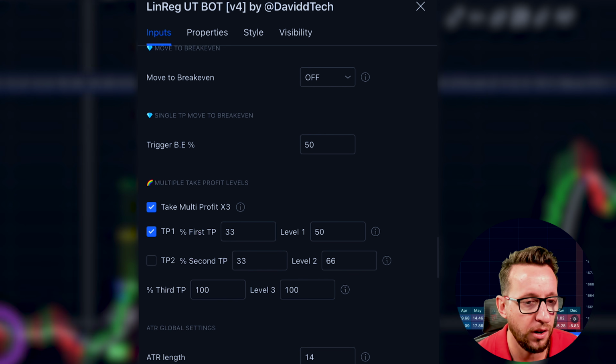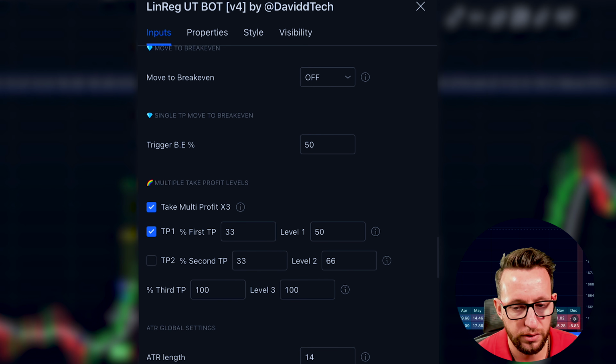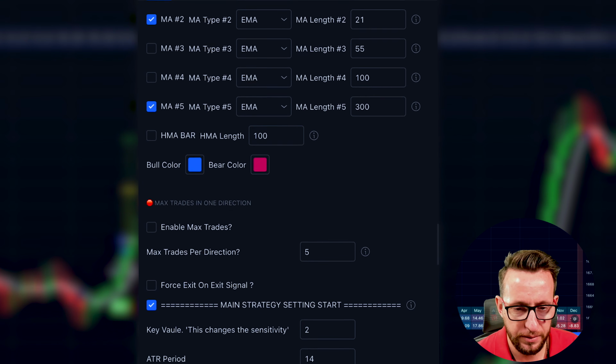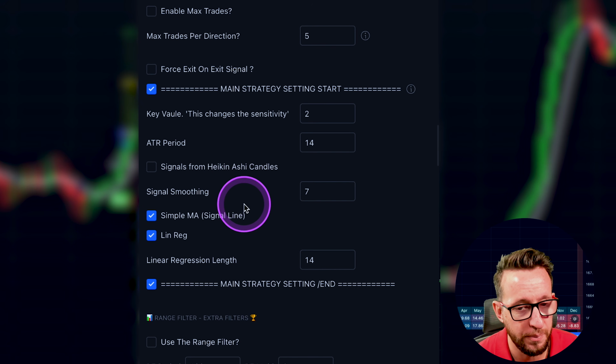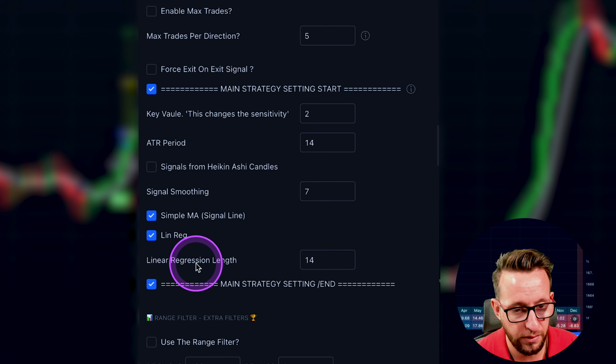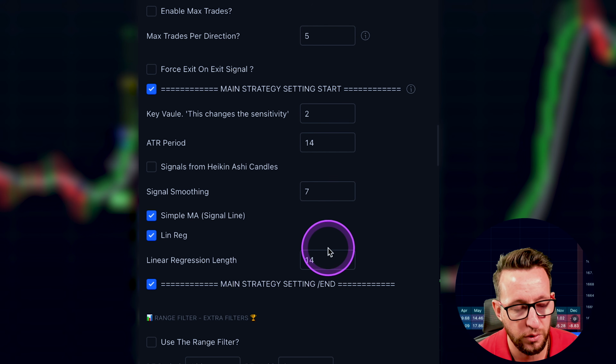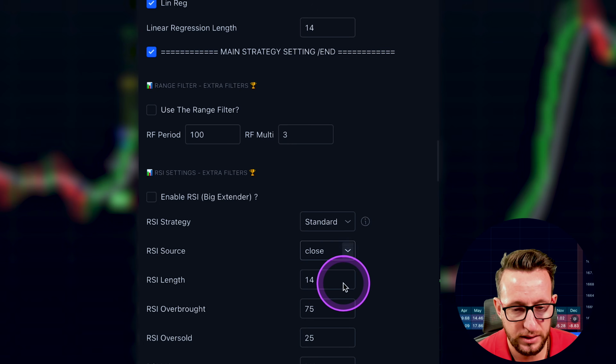your win rate. But as I said, that is not the best way of representing a win rate in the slightest. If I keep going down, my settings for the main indicators are 2 and 14. Now that is the best settings I've found so far. I'm going to continue to optimize to try and find better settings. The signal smoothing was 7, and the linear regression length was 14. They're the best settings that I found.